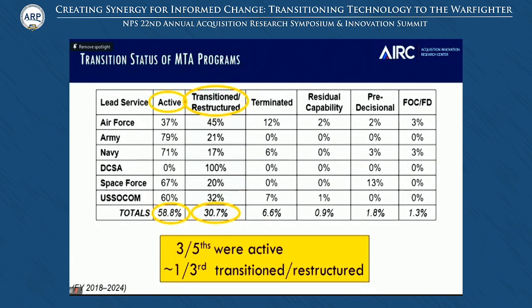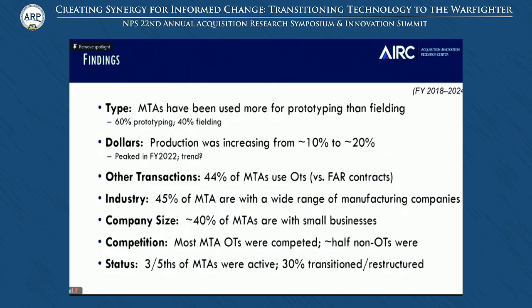And then in terms of whether they're active or not active anymore, 60% we found was still active of the MTAs. And if we can go down to the next slide, please. So now the major findings, Phil went through a little bit of this. The type, we found that about 60% is prototyping, whereas 40% is rapid fielding. For the dollars, you saw the production increase about 10 to 20% recently, peaked in 2022.